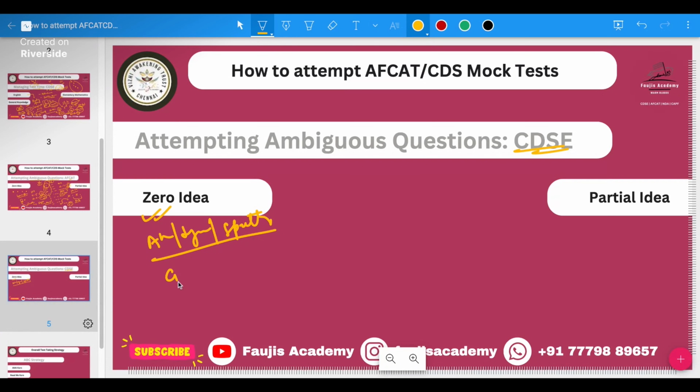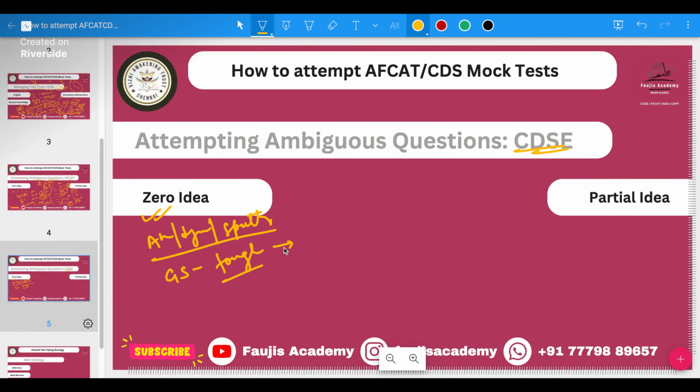And the same is the case for your GS as well. Attempt less number of questions. GS in CDS will be tough. It will be very tough, because this exam is being conducted by UPSC, Union Public Service Commission, the same examination taking body which conducts examination for your IAS, right? So the GS paper will be tough, and please respect it.